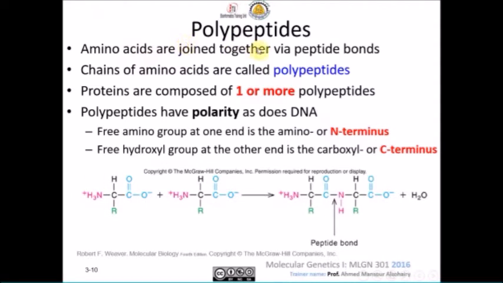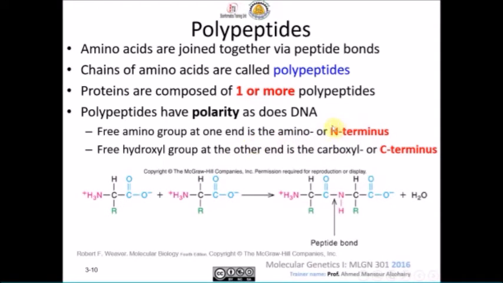Amino acids are joined together via peptide bonds. A chain of amino acids is called a polypeptide. Proteins are composed of one or more polypeptides. Polypeptides have polarity, as does DNA. The free amino group at one end is called the N-terminus.